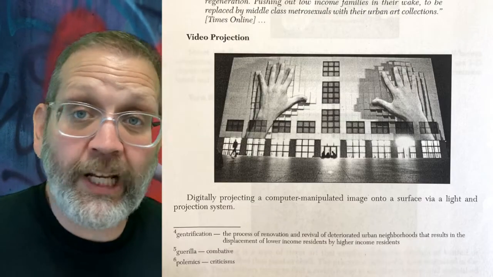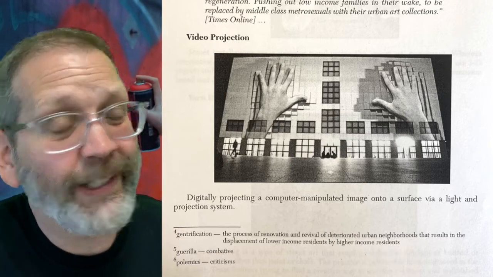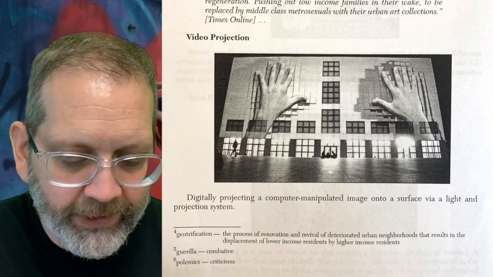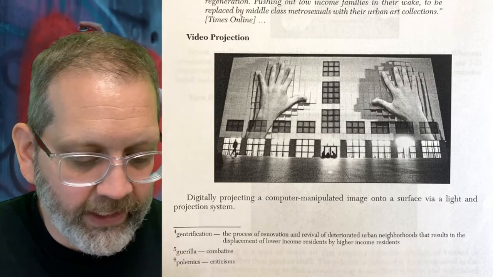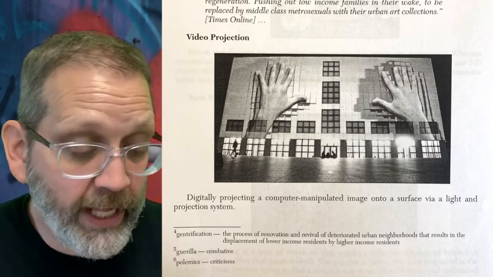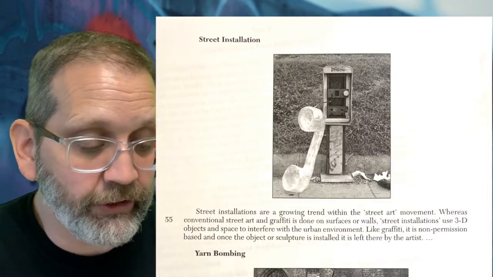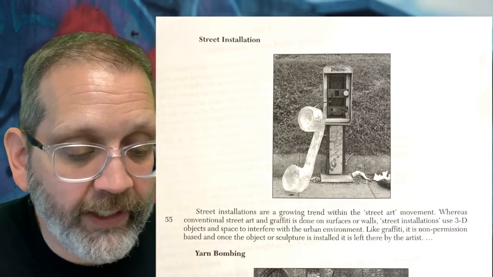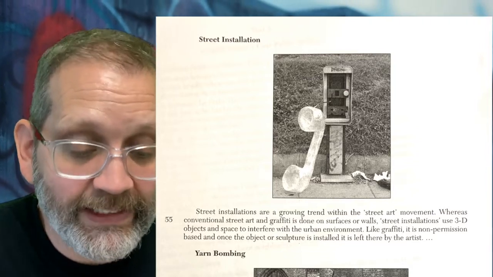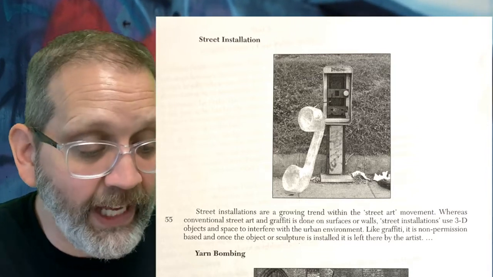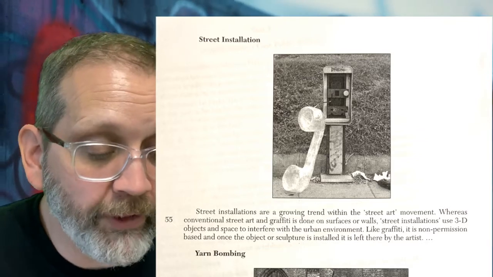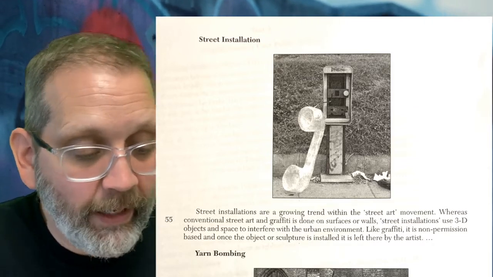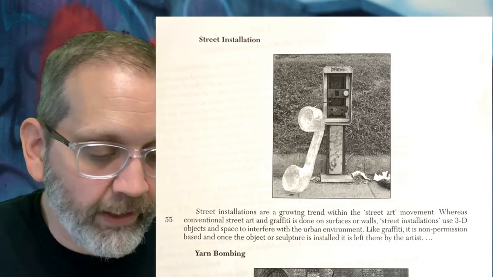Next up, video projection. And being we're from this area, we kind of know a little bit about this because of Luma. Digitally projecting a computer-manipulated image onto a surface via a light and projection system, and there's a picture there. Street installations are a growing trend within the street art movement. Whereas conventional street art and graffiti is done on surfaces or walls, street installations use 3D objects and space to interfere with the urban environment. Like graffiti, it is non-permission based, and once the object or sculpture is installed, it is left there by the artist.